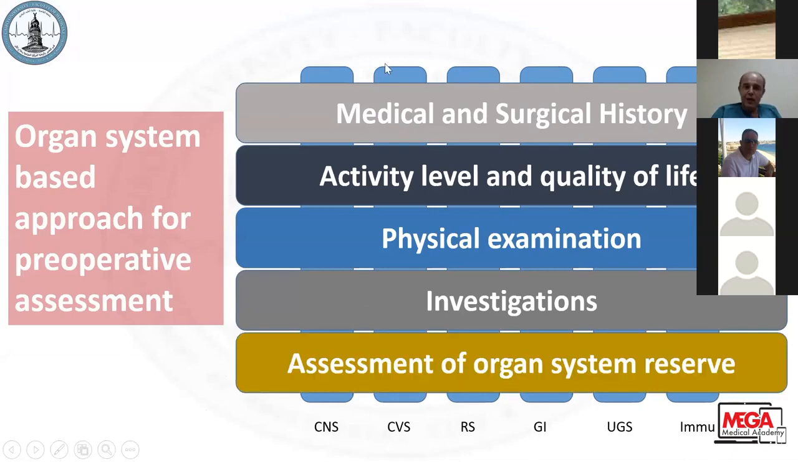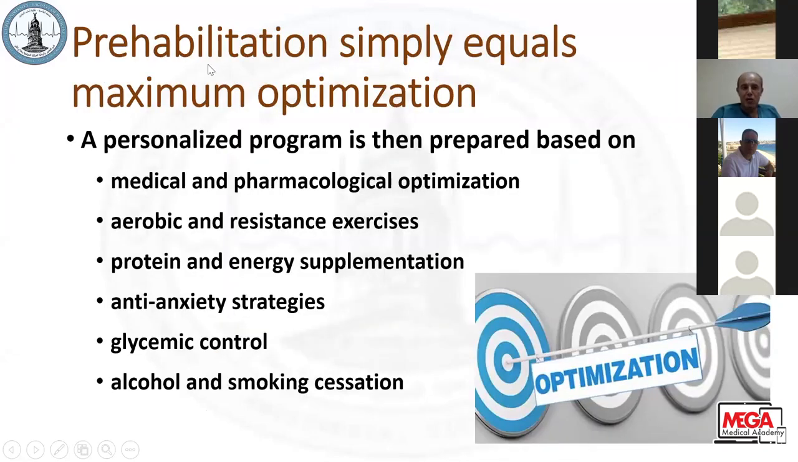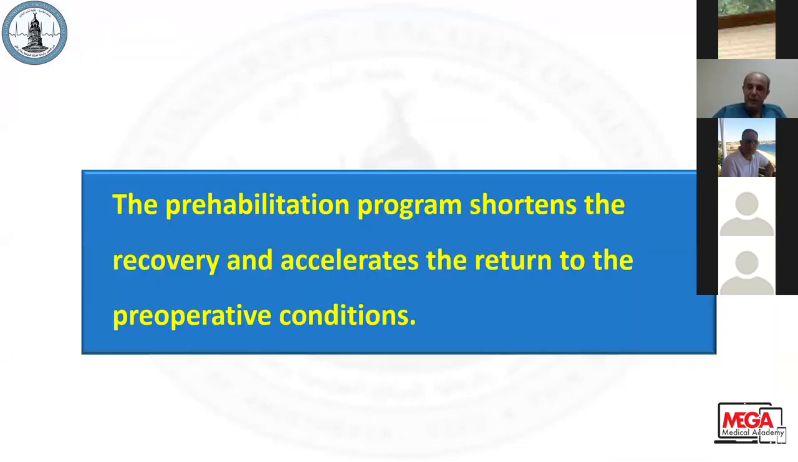Prehabilitation simply equals maximum optimization of the condition of the patient to the maximum possible in order to have better outcome. It's a personalized program that is prepared based on the medical and pharmacological condition of the patient: aerobic and resistance exercises, protein and energy supplementation, anti-anxiety strategies, glycemic control, and alcohol and smoking cessation. The prehabilitation program shortens the recovery and accelerates the return to the preoperative conditions.